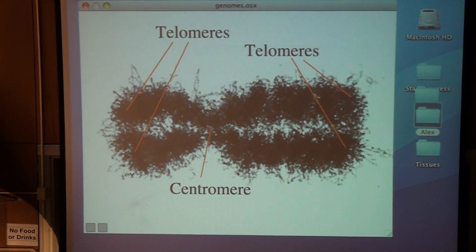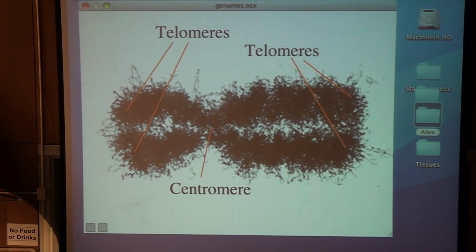Now, this is kind of a review question. Who remembers anything about the centromere? Other than the fact that it has proteins that hold the chromatids together, what else attaches to the centromere? Does anybody recall? The spindle fibers, yeah, very good.